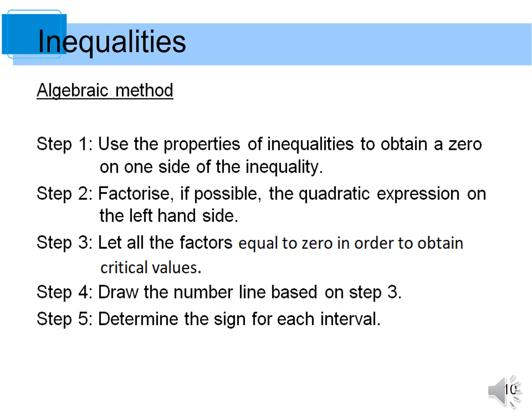For the algebraic method, we have 5 steps. First, use the properties of inequalities to obtain a 0 on one side of the inequality. Second, factorize, if possible, the quadratic expression on the left-hand side. Third, let all the factors equal 0 in order to obtain critical values. Step 4, draw the number line based on step 3. Last step, determine the sign for each interval.